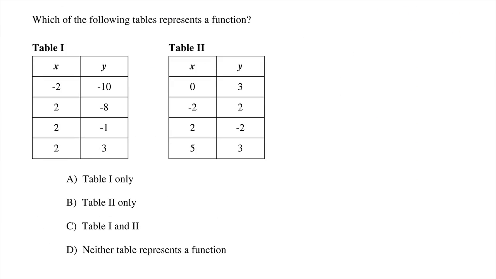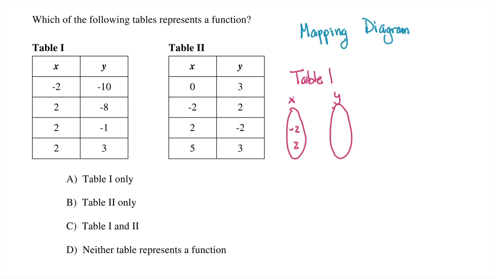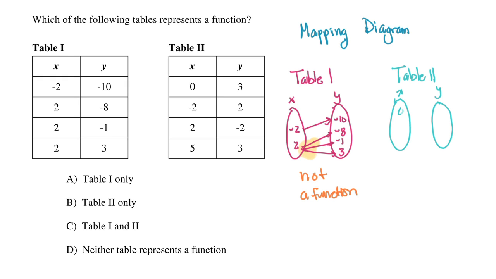Now let's look at what functions look like in tables. Which of the following tables represents a function? I'm going to be using mapping diagrams to check to see if there's an input or x value that maps or corresponds to more than one y value. Let's start with table 1. Notice that the x value of 2 maps to 3 different numbers. So table 1 does not represent a function. In table 2, all of the x values are unique, so each x value maps to a different y. This means that table 2 is a function, so we'll choose answer choice B.